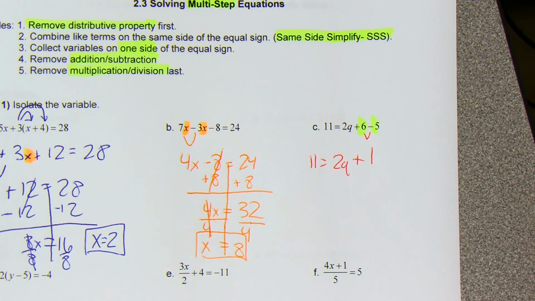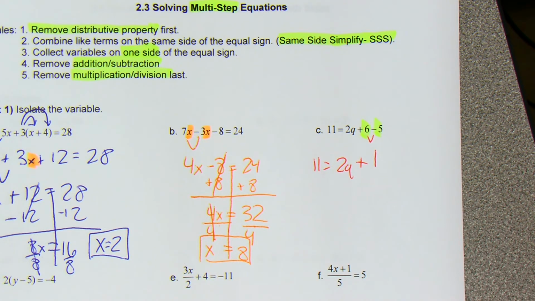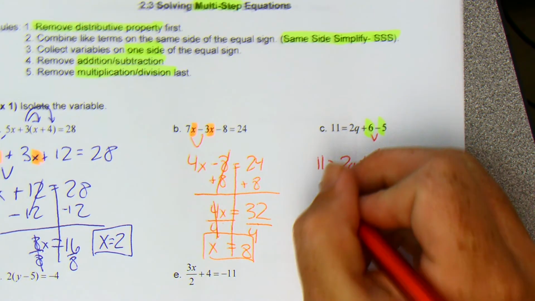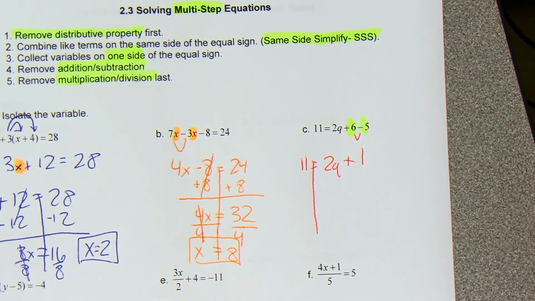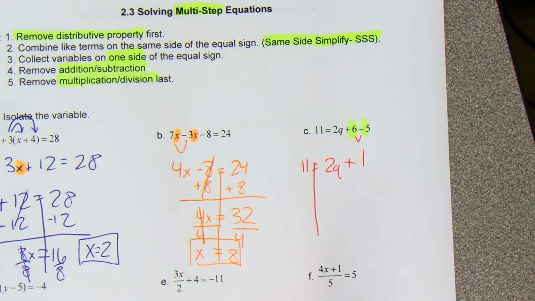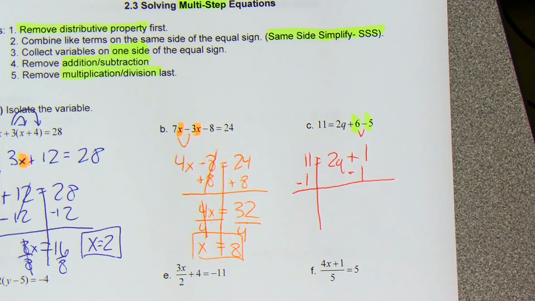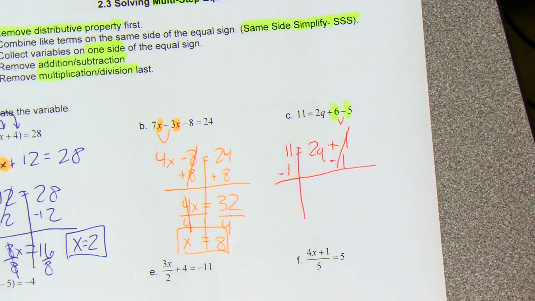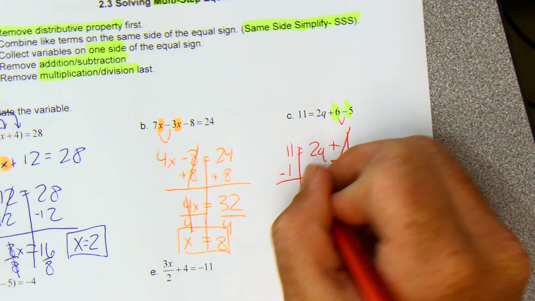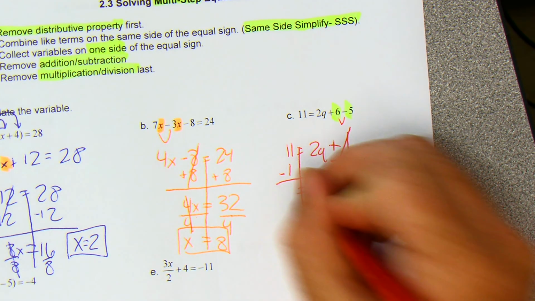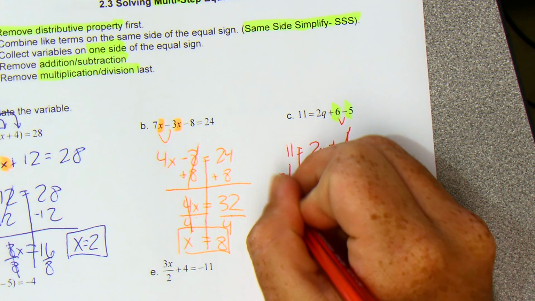Okay, so now it looks like a normal two-step equation. So now I simply need to solve for q. I need to get q by itself. Okay, in order to get q by itself, first I want to move what is not attached to my variable. That is this plus 1. In order to move it, I need to do the opposite operation. The opposite of a plus 1 would be a minus 1. So I'm going to subtract 1 from both sides of the equal sign. Okay, 1 minus 1 is 0. I get 2q equals, and 11 minus 1 is 10.